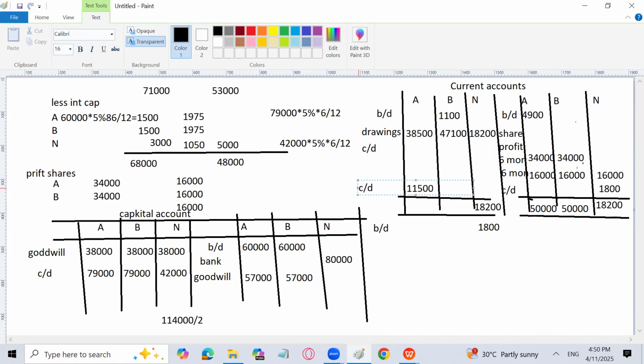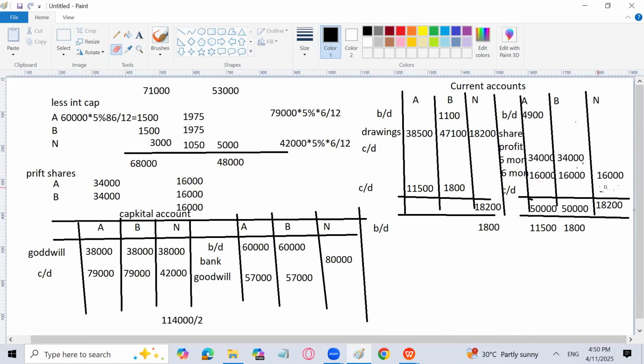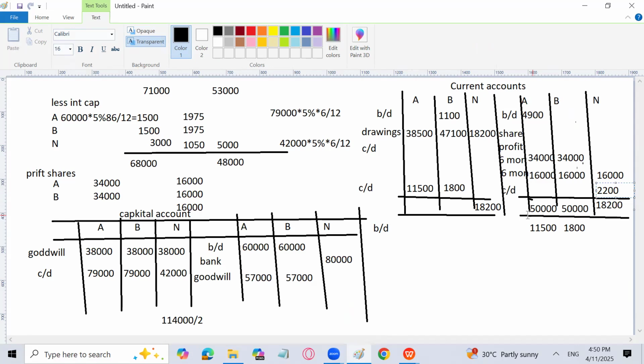No, no, no. 1,800, sir, actually. No, you are going the wrong way. The credit side is heavier, so you will subtract 47,100 from 50,000, and then subtract the other figure. I think I have made a small mistake in the carried down for Nickel. That is 18,200 minus 16,000. How much is it going to be? 2,200. Yes, so this is done.